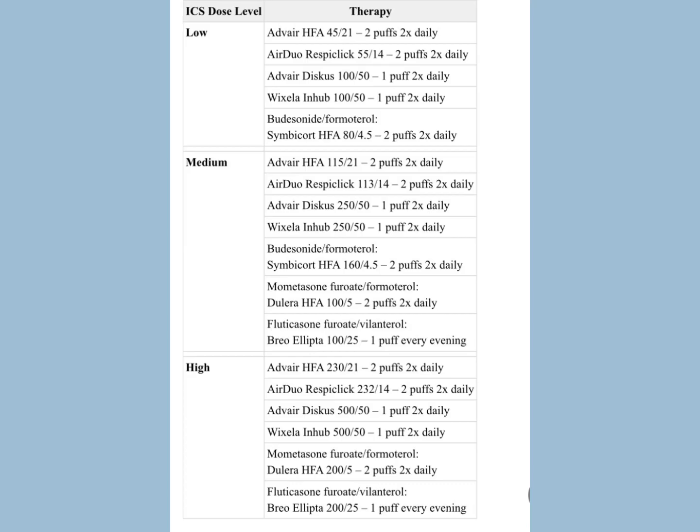This is the table for inhaled corticosteroids plus LABA combination, low, medium, and high doses. You can see, as I discussed, Advair 45, Advair 115, and Advair 230. So the steroid doses go up and all the other doses remain the same. And as a tip for the nurse practitioners, I have put the inhalers and the dosages. There are three types: HFA, disc, and Respimat inhaler. So that we will discuss in another video.